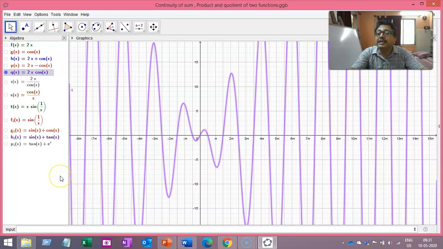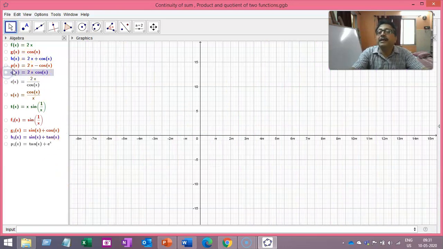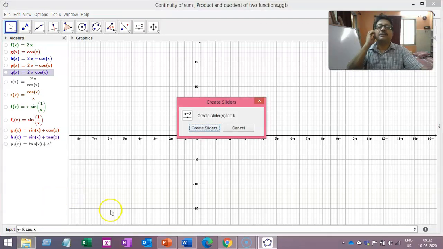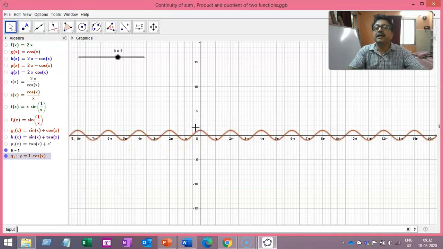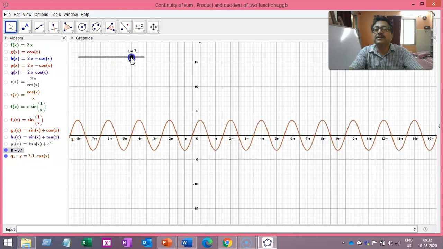Now let us do the experiment. You have seen the sum, you have seen the product. Now I multiply by a scalar. Suppose I am plotting y equal to some constant k into cos x. Any constant you take. I have to take a slider here because k has a variable value. As this slider changes, for k equal to 1 I get cos x. This is the normal one. Then you take 1.3, then this way, this way, this way.